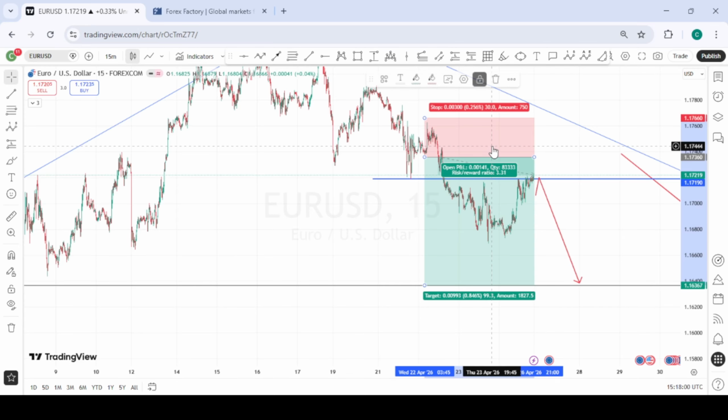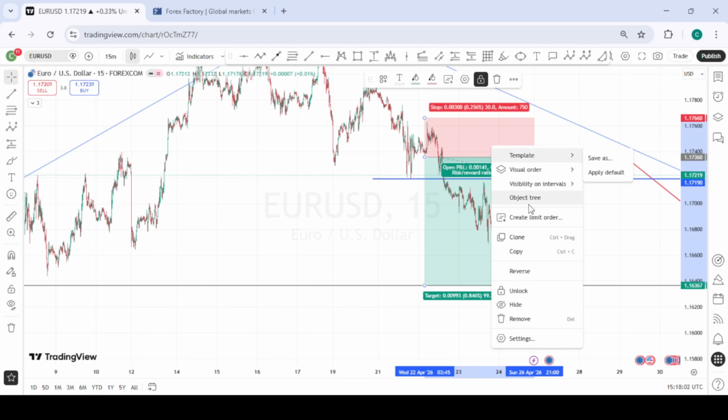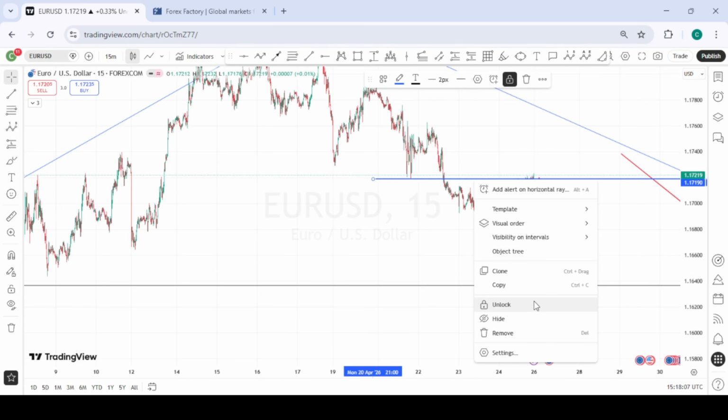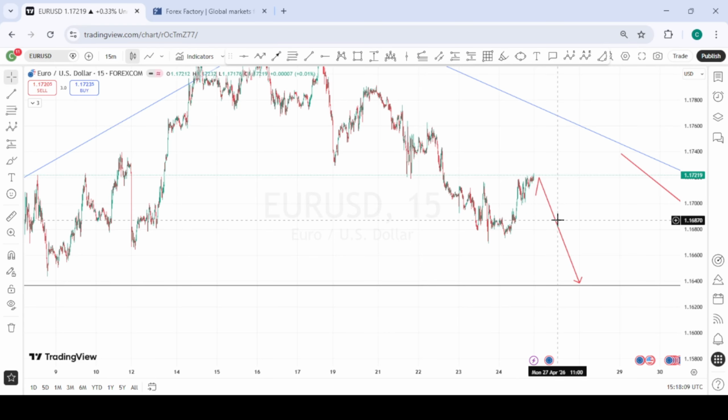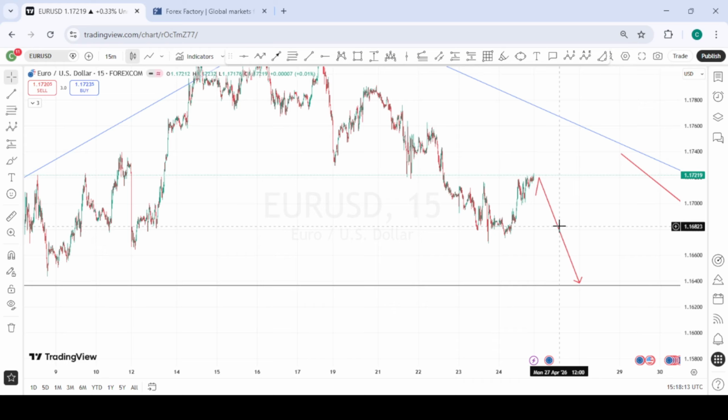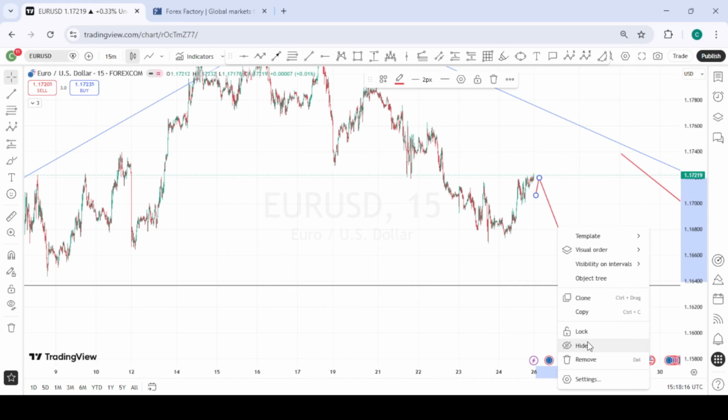So let me hide this to make the chart a bit cleaner, so I can talk about the possibilities for the coming week.